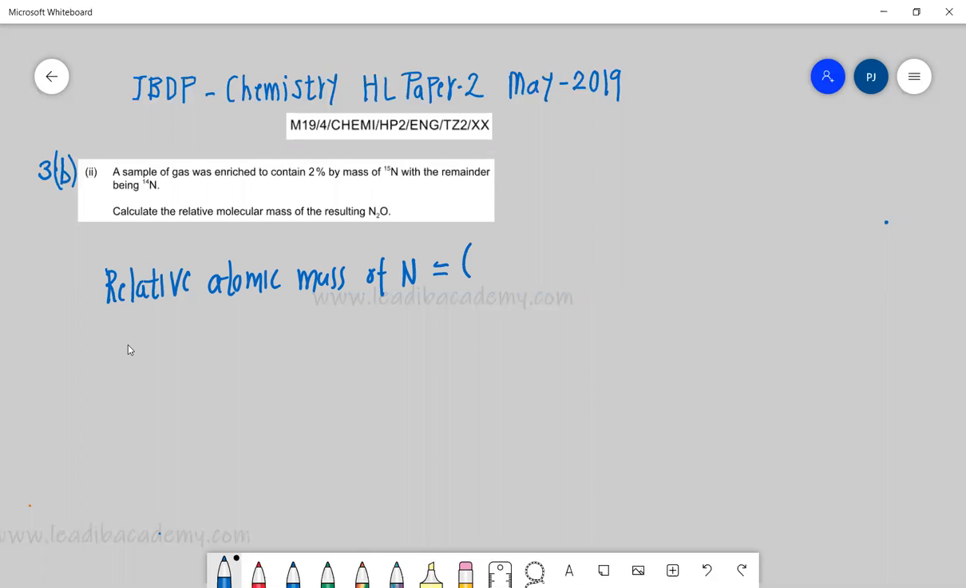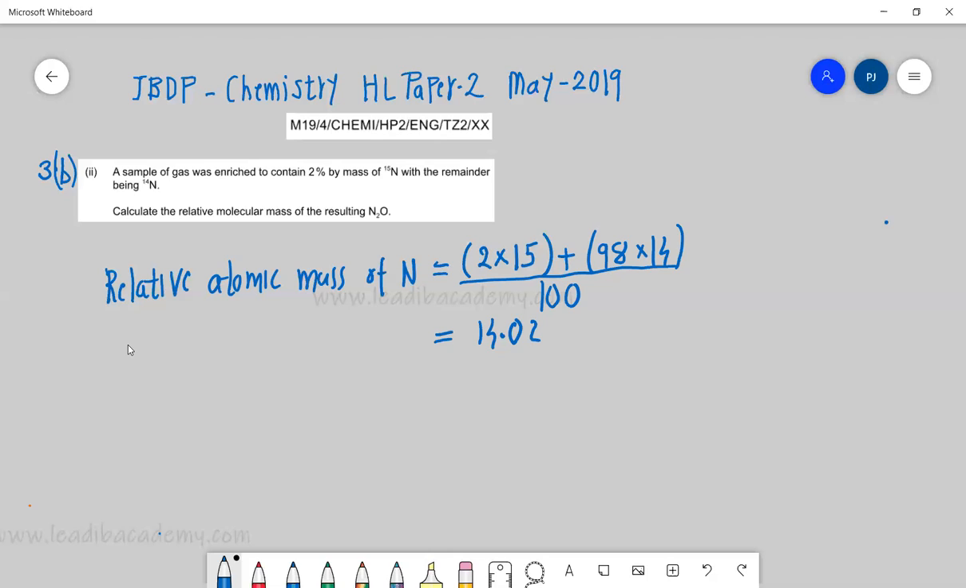So I'll say N15, 2 multiplied by 15, plus 98% of 14, and then we divide by 100. So we will get 14.02. Okay, this is the relative atomic mass of nitrogen. Normally we would have taken just 14, but in this case they are specifically mentioning two isotopes, N14 and N15. That's the reason.